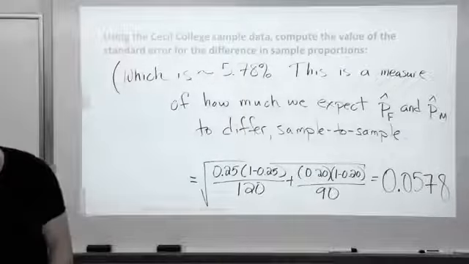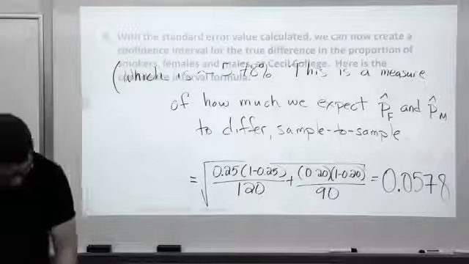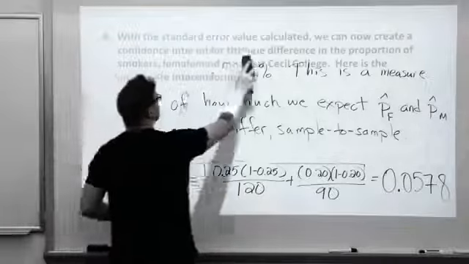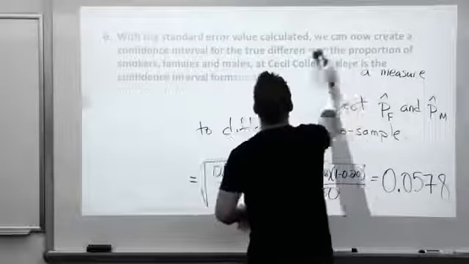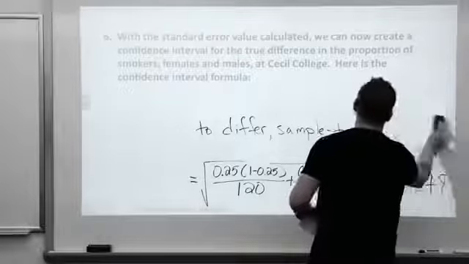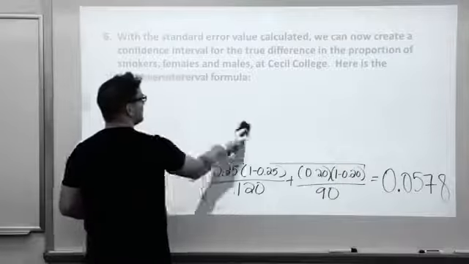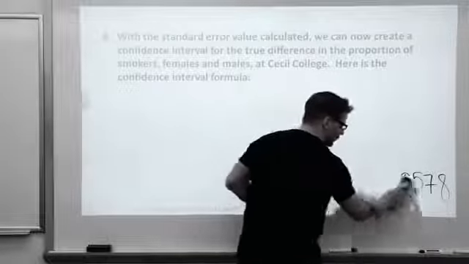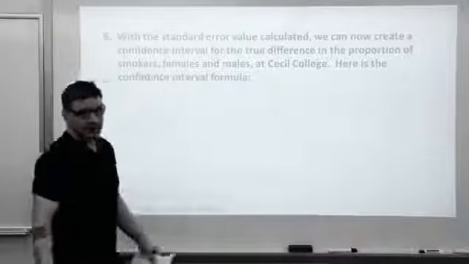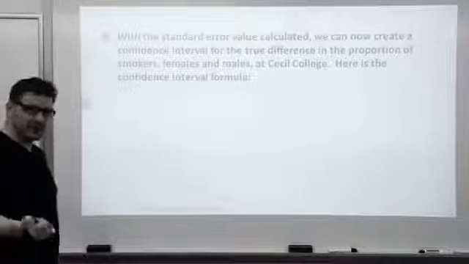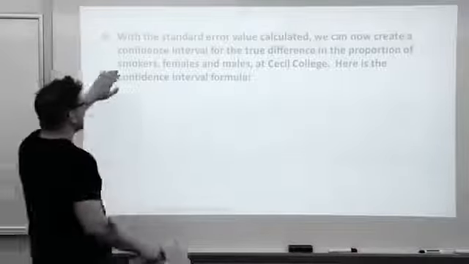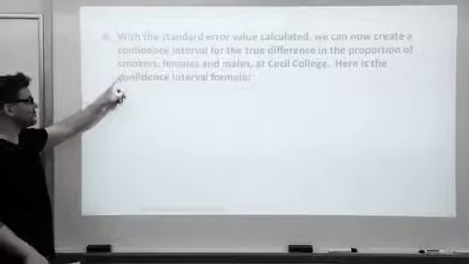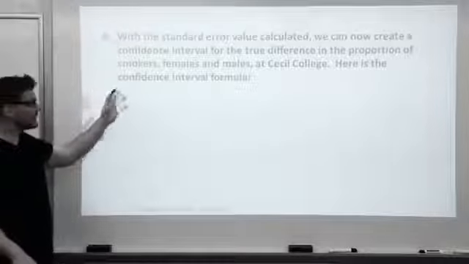All right, that was number 5. We're on 6, next page. Get this cleaned up. Now that we know that standard error, we can now create a confidence interval for the difference. In this lesson, this first example, we'll do the confidence interval for a difference and then we'll run the test. So with the standard error value calculated, we can now create a confidence interval for the true difference in the proportion of smokers at Cecil, females versus males.